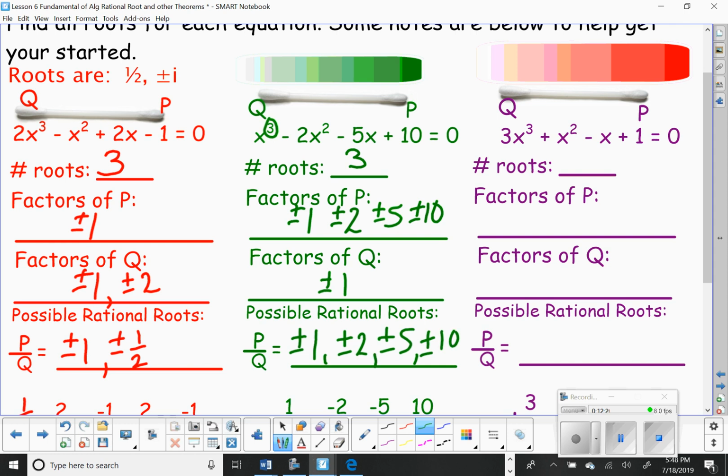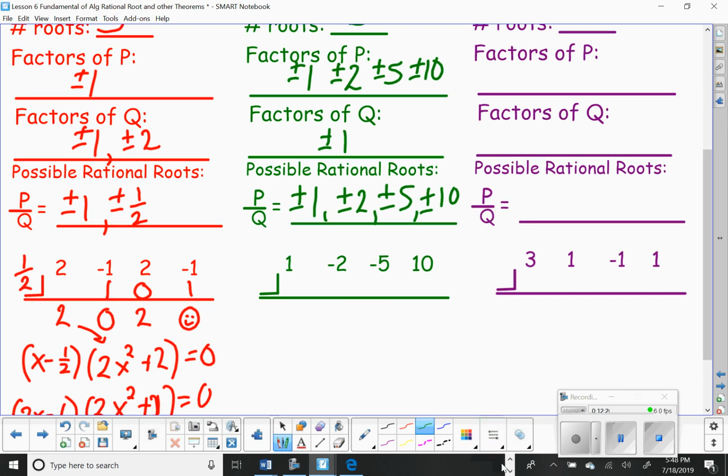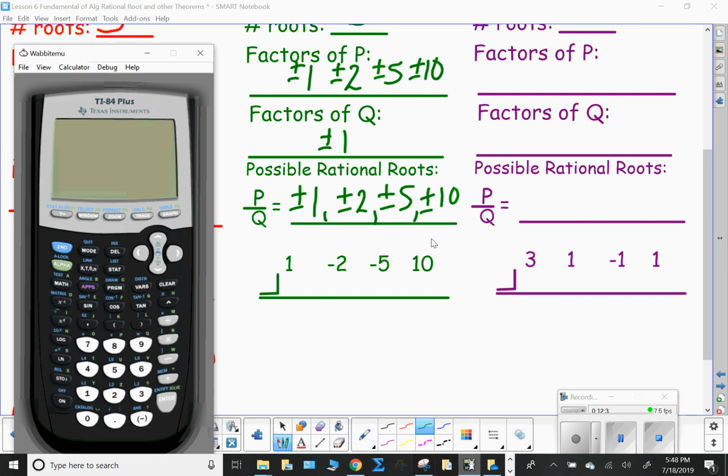Ooh, that's a lot. That could be a long time of guessing and checking. So what if you've got a lot of them? Well, then you can take your calculator. If there's a rational root, it's going to be between negative 10 and positive 10. This is my biggest possibility.